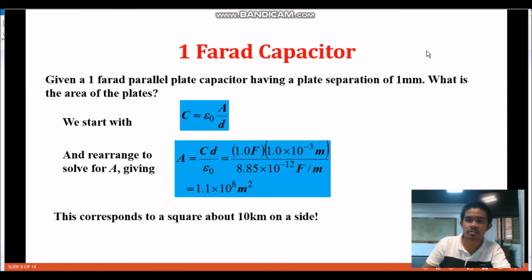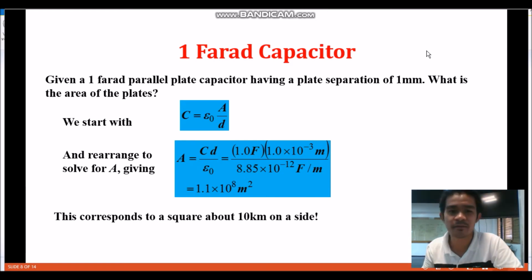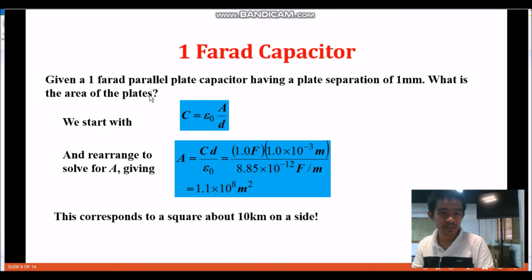So let us test how big or how small a 1 farad capacitor is. Let us use that in a problem so that we can see how big or how small 1 farad is. Given a 1 farad parallel plate capacitor having a plate separation of 1 millimeter, that's the distance between two plates, what is the area of the plates?